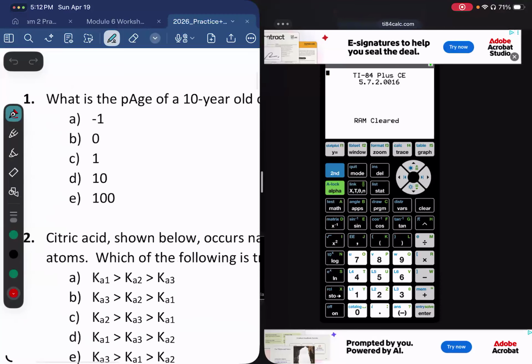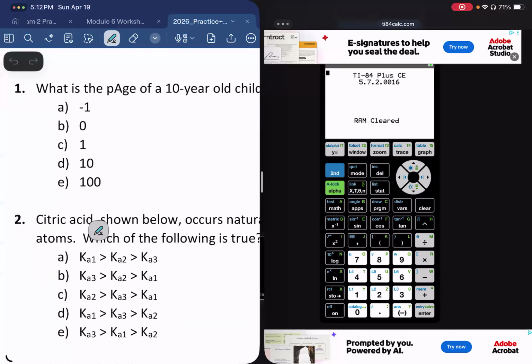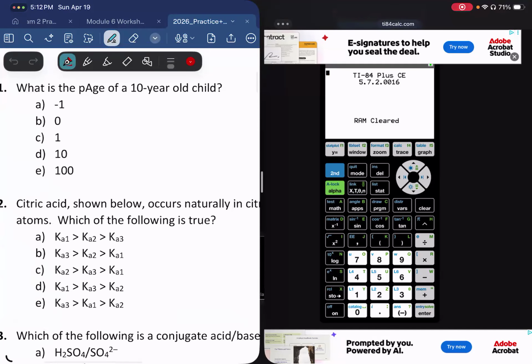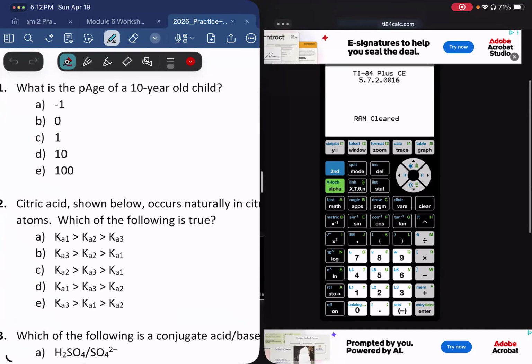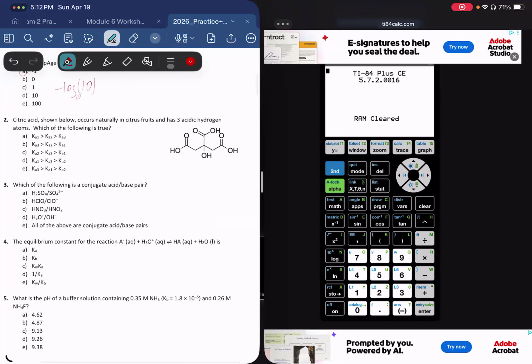So first one, number one, we see here negative p. We know p represents negative log of something, right? So pH is negative log of 10. If you understand how logs work, you can put this in the calculator, but it's gonna be negative one. All right, that's the first one.